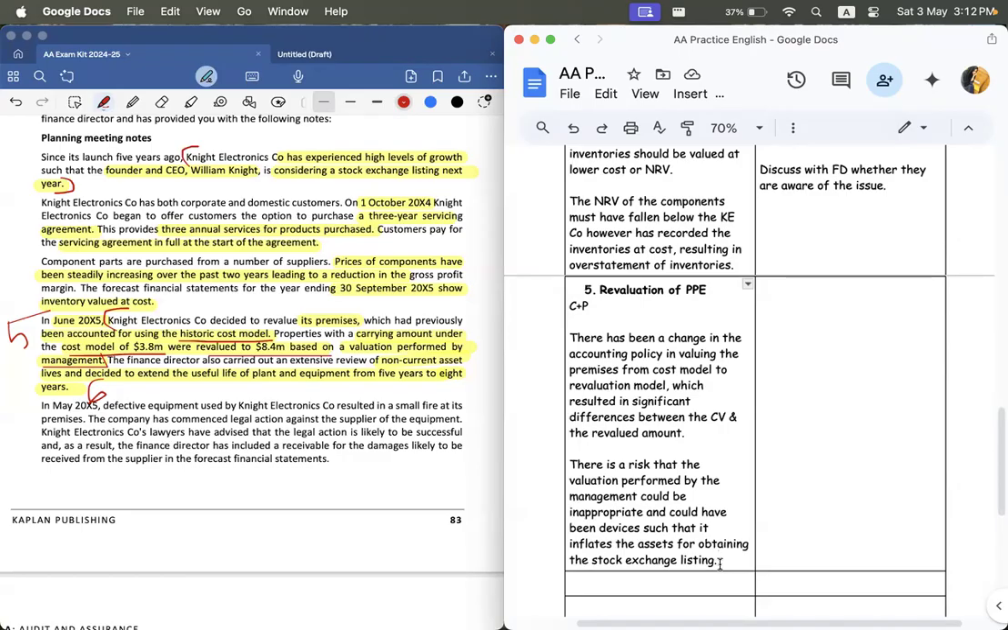Once we are being formal and professional, that formal language would come to you as and when you do the problems.